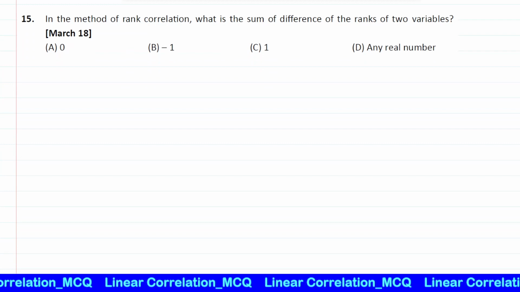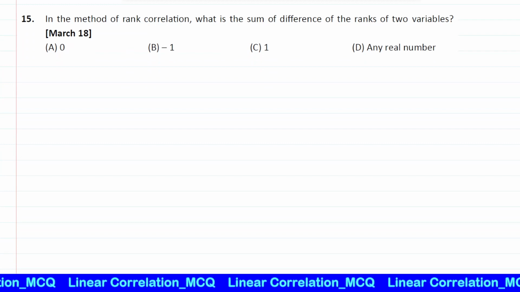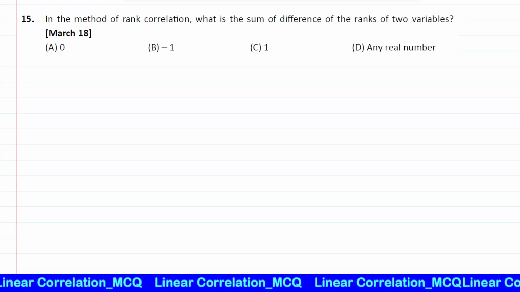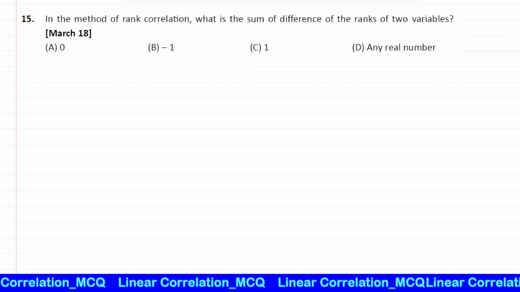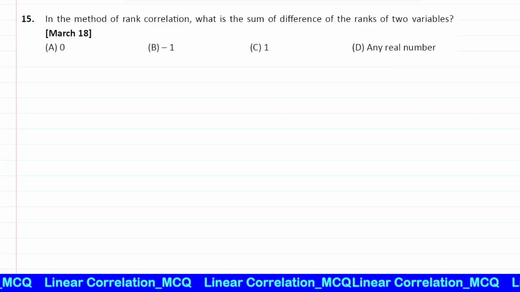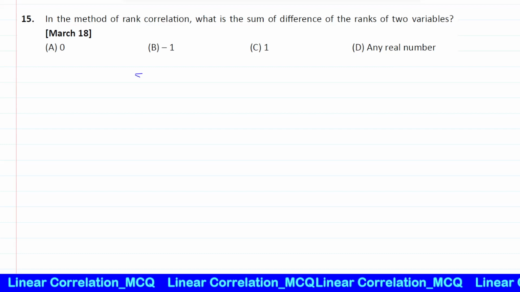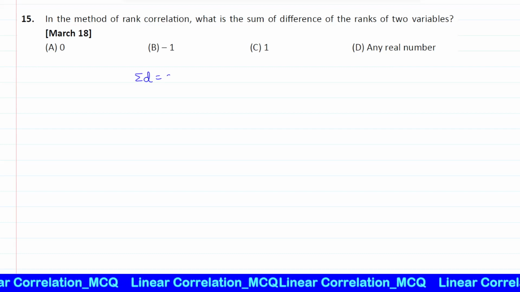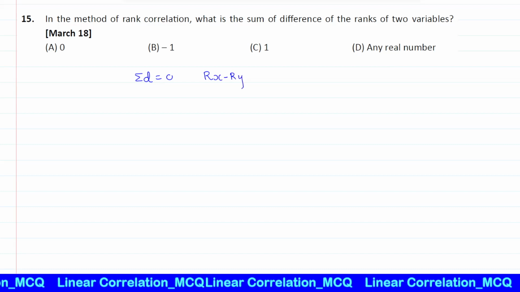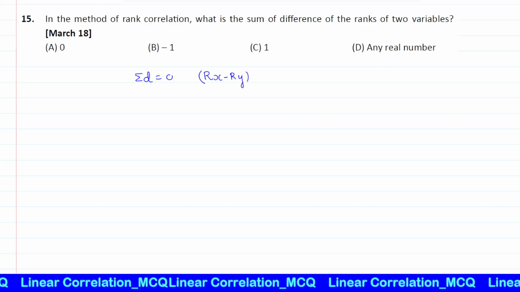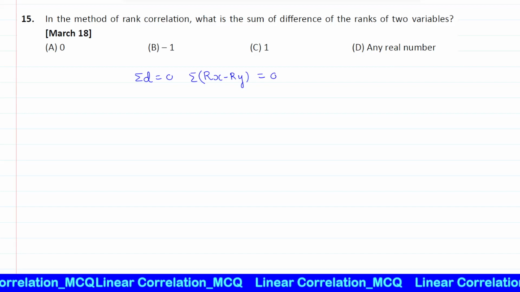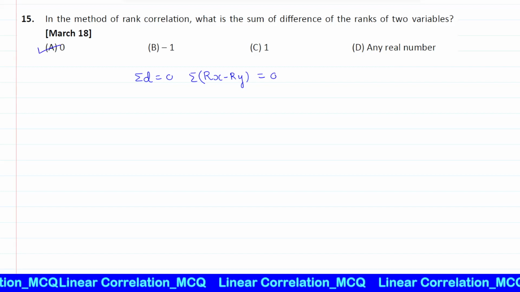Okay, question number 15, asked in March 2018. In the method of rank correlation, what is the sum of the differences of the ranks of two variables? In the previous MCQ, we learned that sigma d is always 0, meaning the difference between ranks Rx minus Ry, and the sum of Rx minus Ry is always equal to 0. Option A is the correct option.